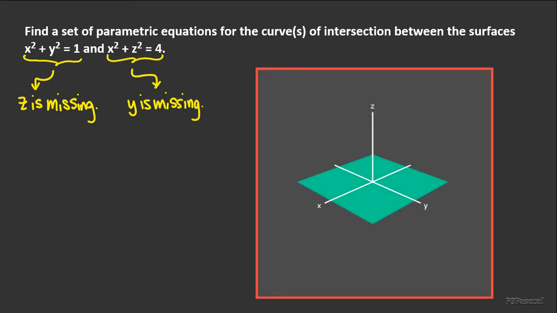For the first equation where z is missing, to get an idea of what the shape of the surface would be, we sketch the graph of x squared plus y squared equals 1 on the xy plane. Everyone should know that the graph of x squared plus y squared equals 1 on the xy plane is the unit circle. Then we use this curve to propagate the surface.